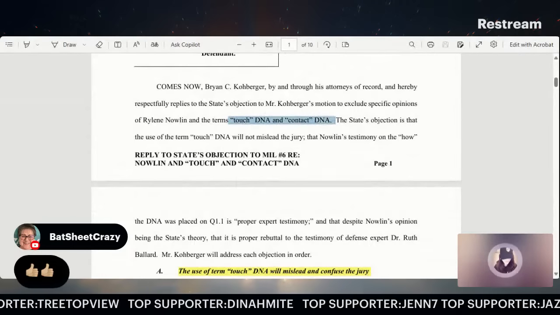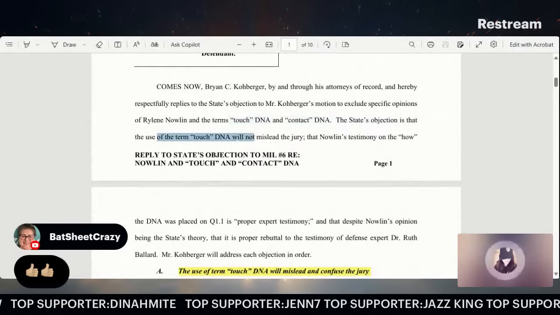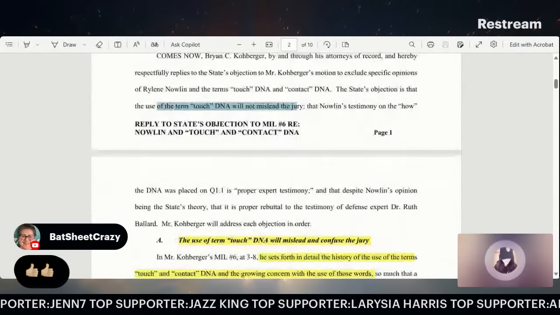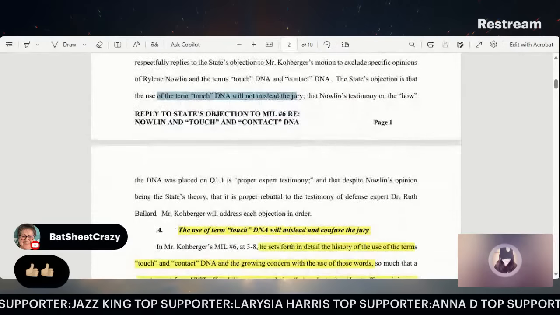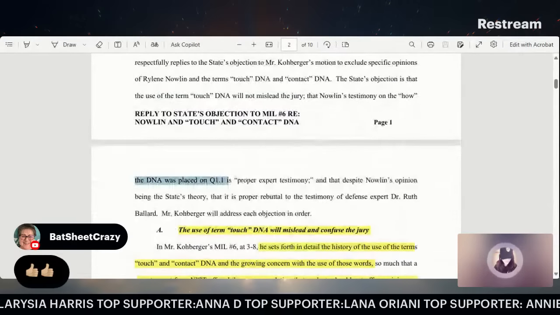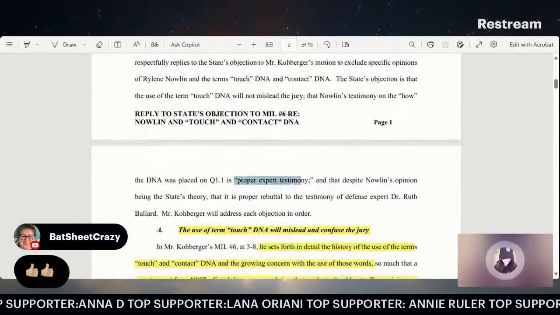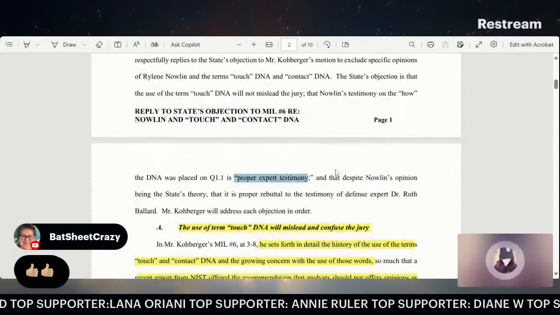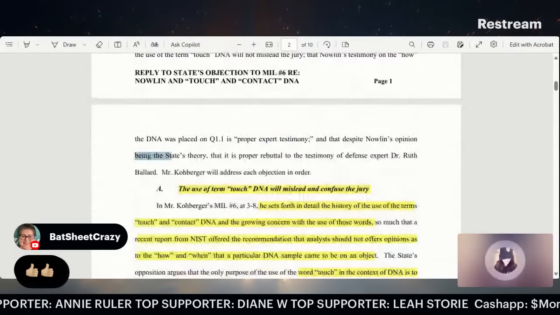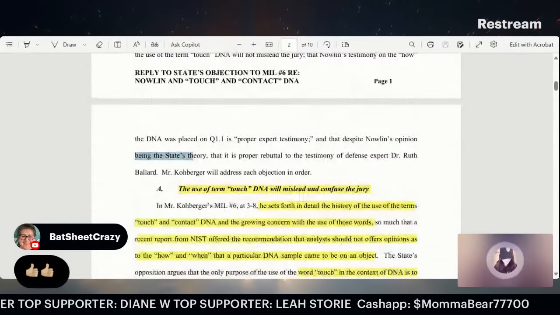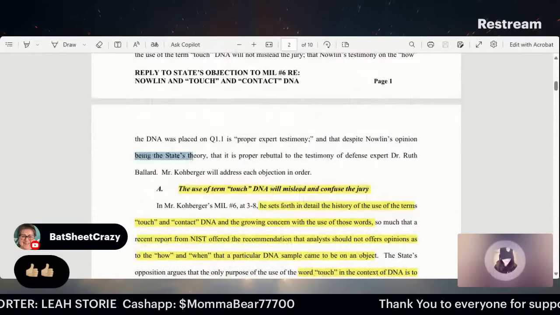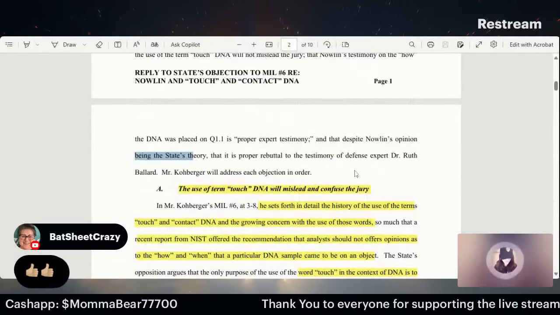The state's objection is that the use of the term touch DNA will not mislead the jury, that Nowlin's testimony on, quote, how the DNA was placed on Q11 is, quote, proper expert testimony, and that despite Nowlin's opinion being the state's theory, it is proper rebuttal to the testimony of the defense expert, Dr. Ruth Ballard. Mr. Kohberger will address each objection in order.